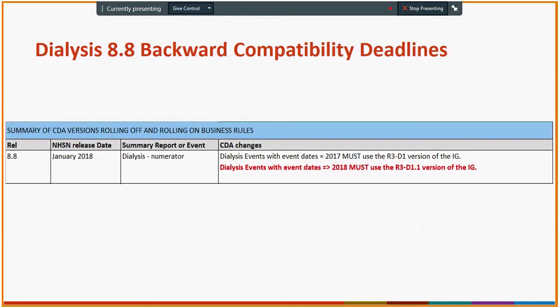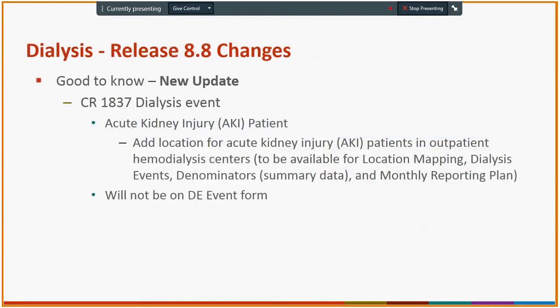On this slide, we can see the timeline for our 8.8 IG. So any events for dialysis dated 2017 and prior must use the R3D1 version of the IG, and anything with dates of 2018 and beyond must use the R3D11 version of the IG. Next slide, please.